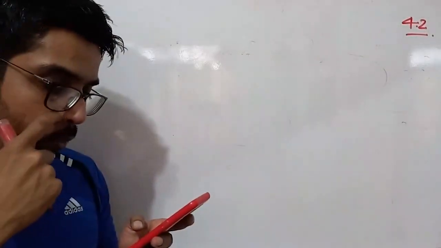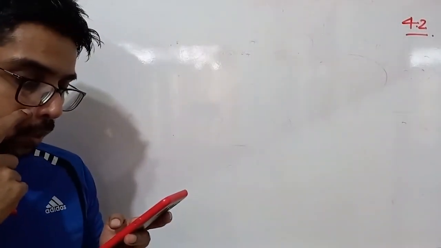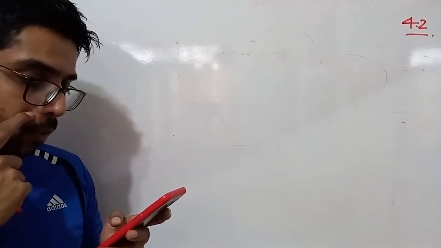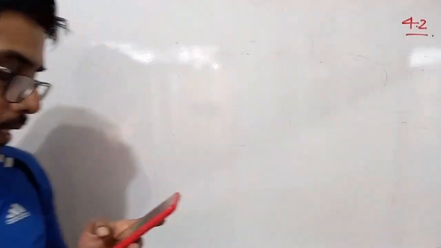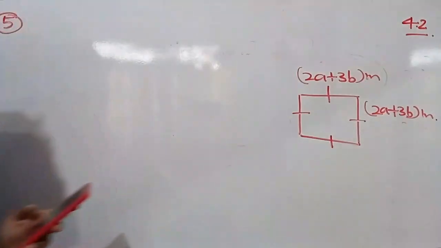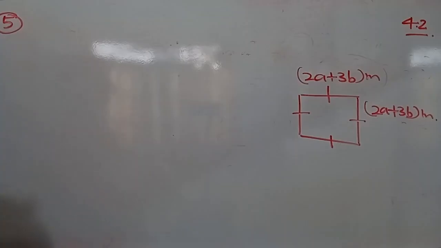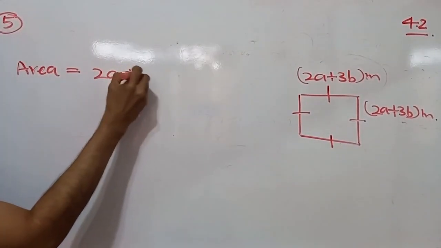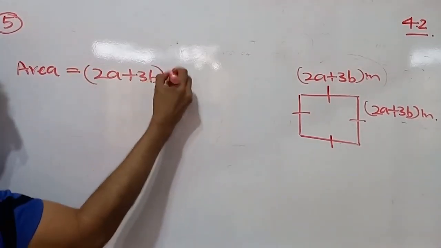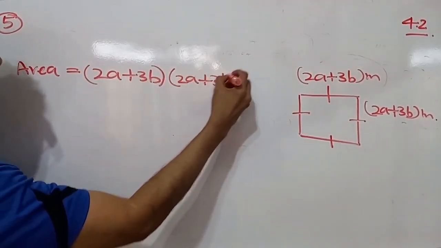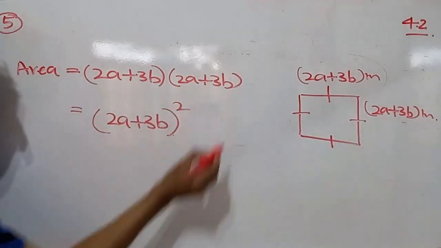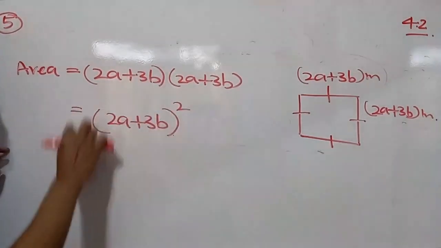Question number 5. If the length of a side of a square-shaped room is given as (2a + 3b) meters, write down an expression for the area of the room in terms of a and b and expand it. What do we have to do? We have to find the area. Area is (2a + 3b) into (2a + 3b). That is (2a + 3b) whole thing squared, no? So we have to expand this.